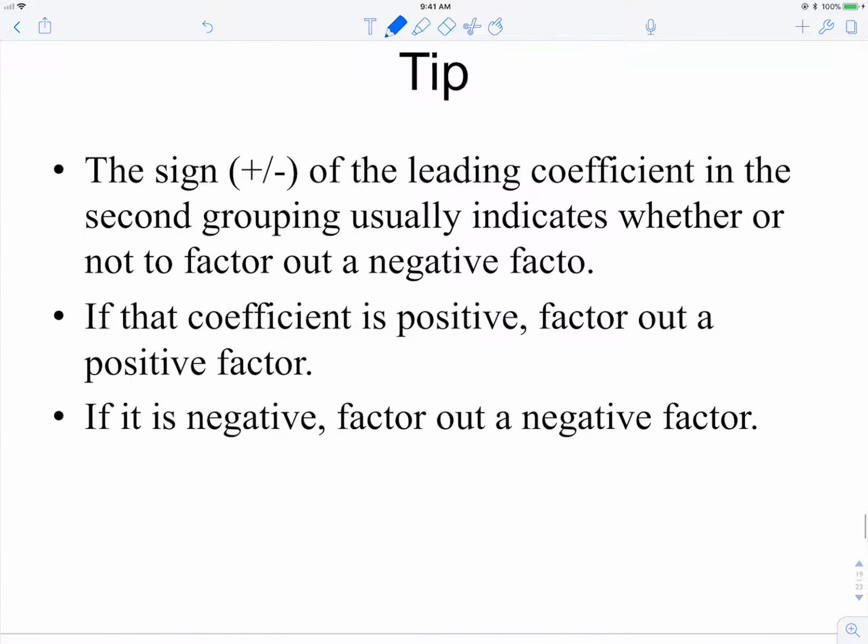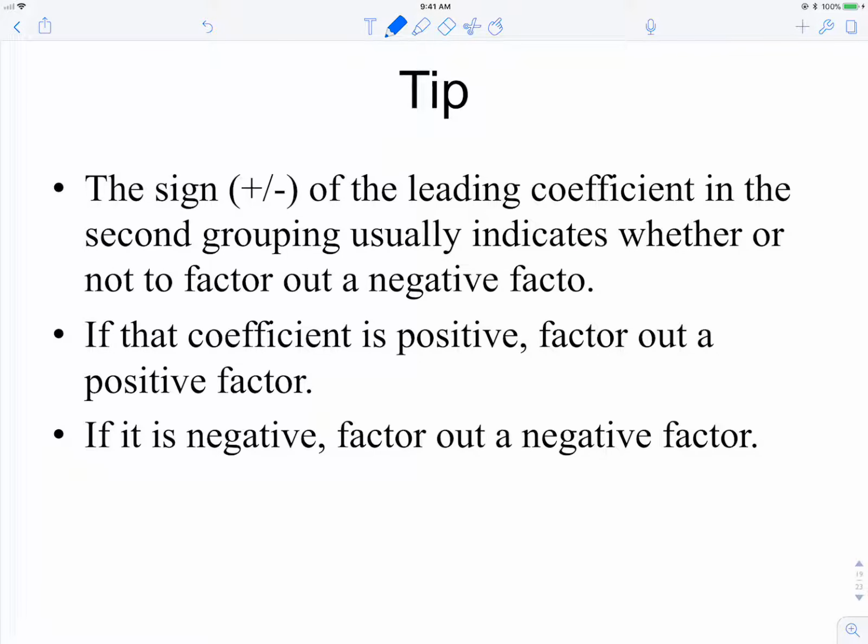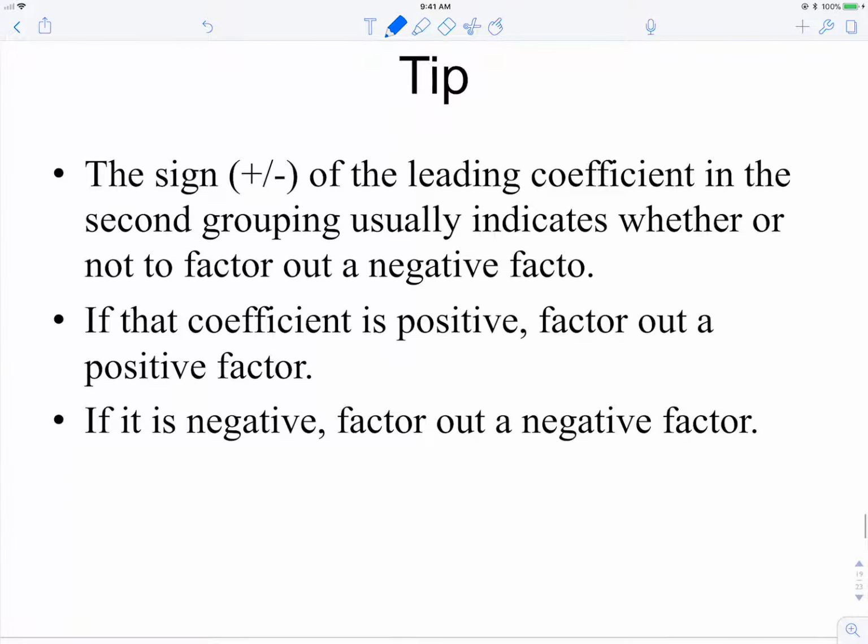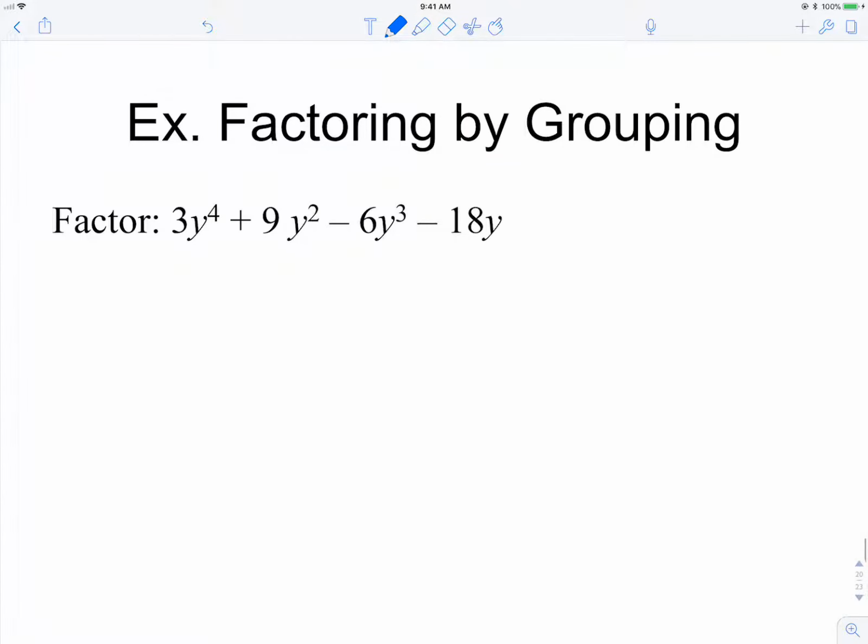Okay, so here's our tip. Typically, if a leading coefficient is negative, you're usually going to want to factor that out. Okay, so again, we have subtraction happening between the two middle terms. So before I can group, I'm going to rewrite the polynomial.